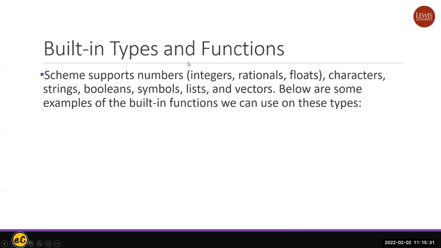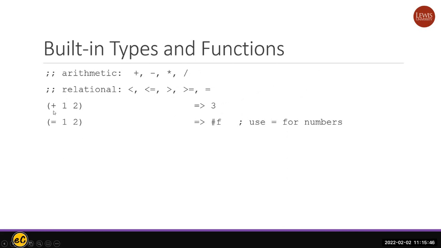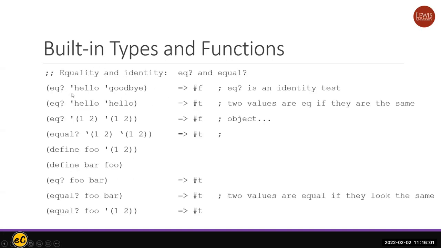Built-in types and functions. Scheme supports numbers: integer, rational, floating point, characters, string, boolean, symbol, list, and vector. Below are some examples of these built-in functions. So let's look at it. We have plus, which will give us a sum. Where equals will be the equality check for numbers. So equals, greater than, less than, greater than or equal, and less than or equal. Here we have eq. This eq will be checking the reference. So you got false for quote hello, quote hello.